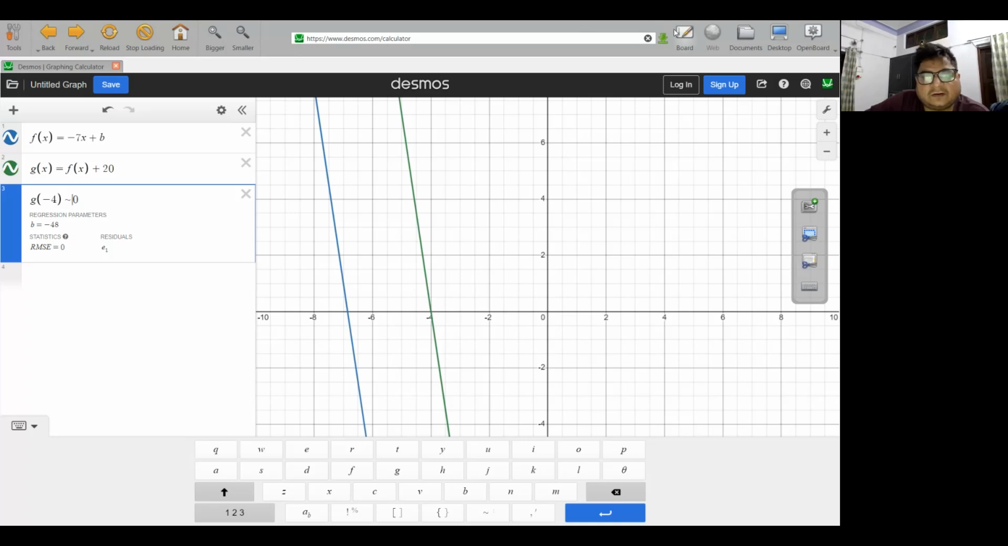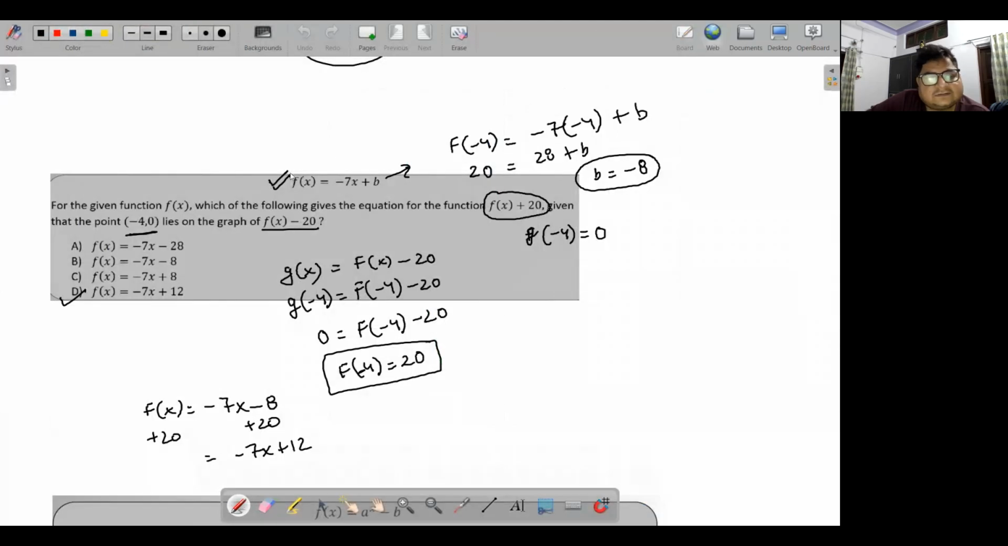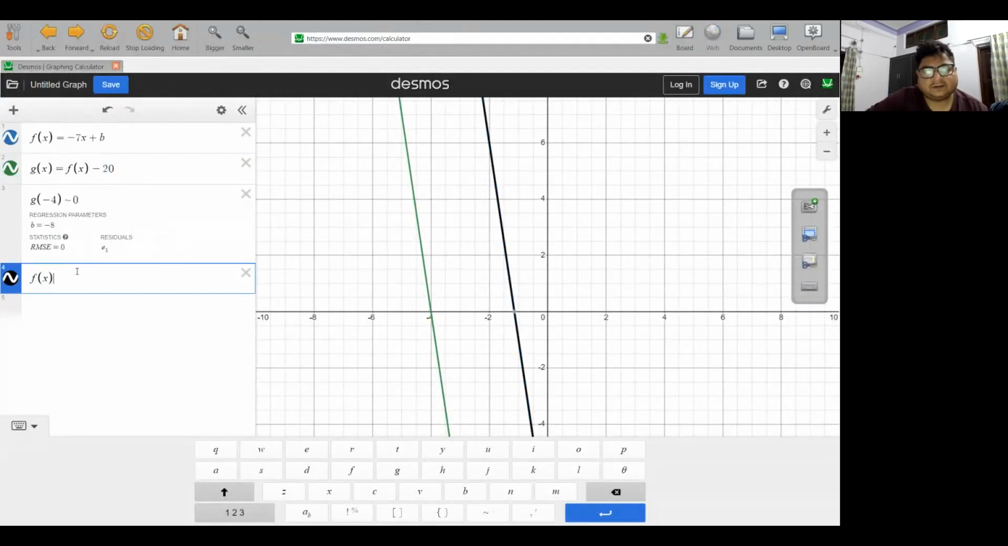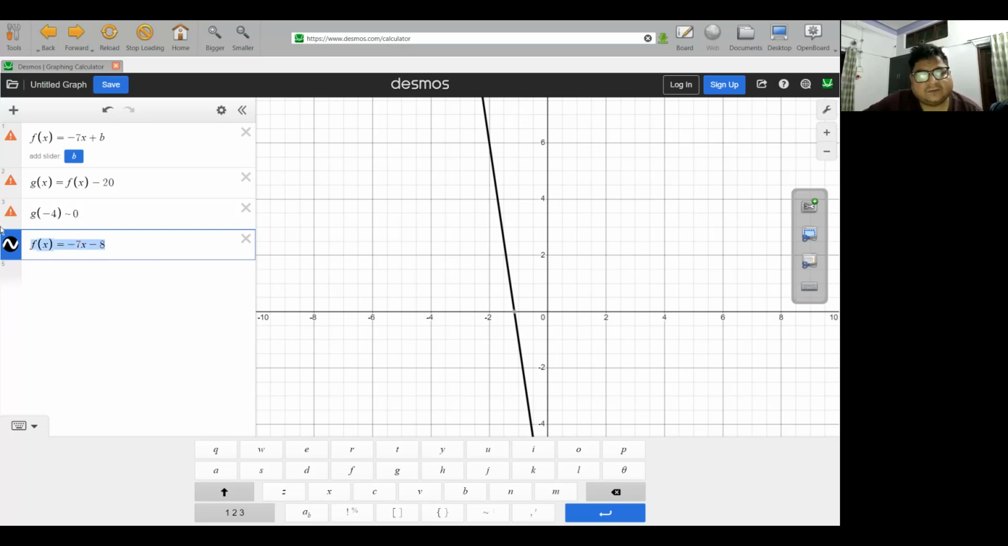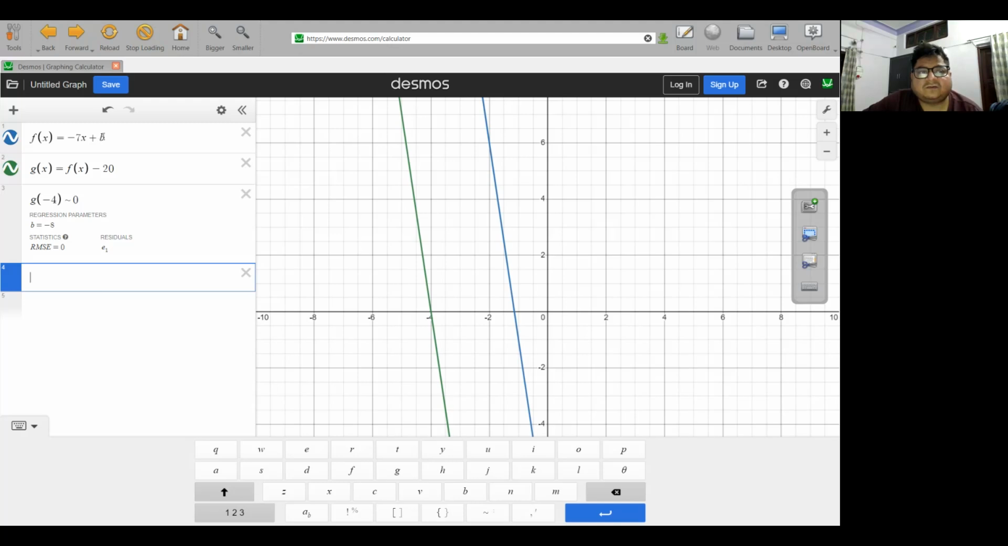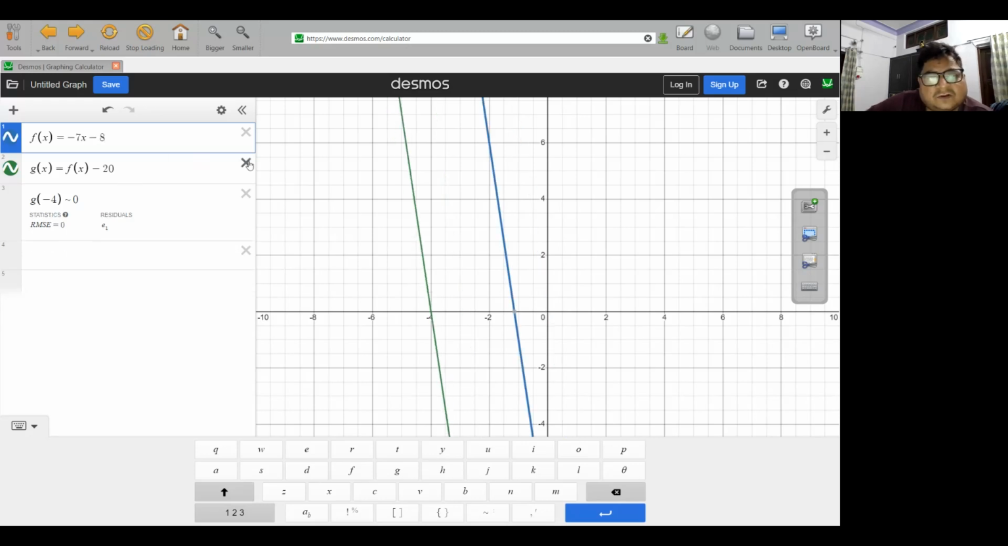Have I done anything wrong? Yes, it is minus 20. Now see, I write f of x minus 20, g of minus 4, regression symbol 0. To find the value of the unknown parameter, which is b, we get b equal to minus 8. Now our function f of x looks like this, minus 7x minus 8. B value is minus 8. That means instead of b, we can write minus 8 here. Now remove all those steps.